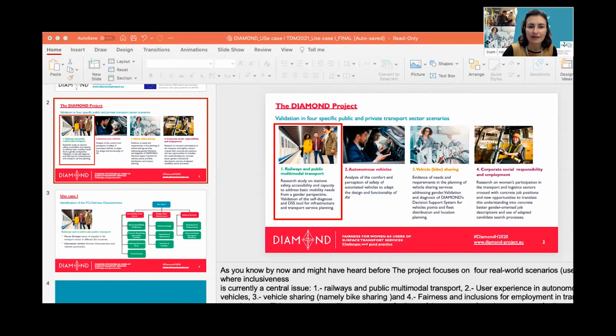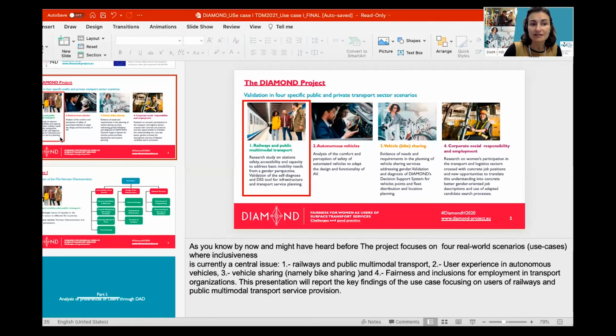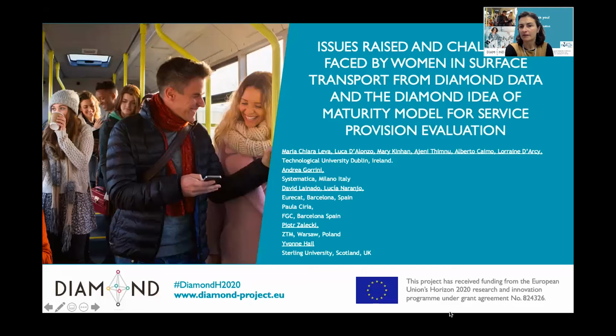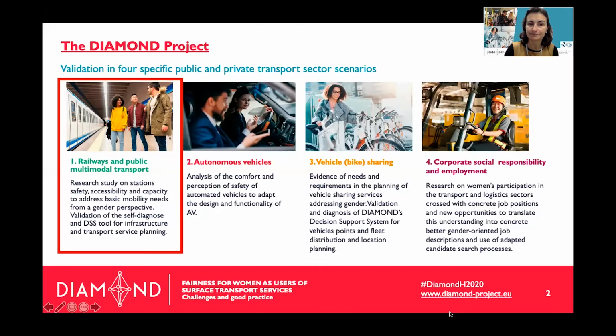Hello. This is a quick presentation overview about the Diamond project. In particular, we are going to be discussing today the use of rail transport in urban and suburban environments, and how this was used to inform the maturity model that we developed on the back of the data that we collected.